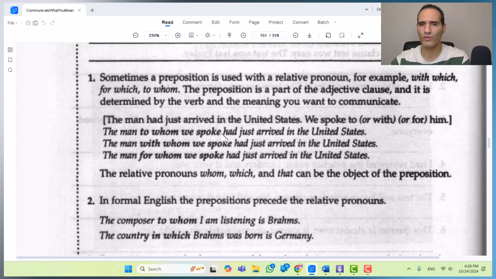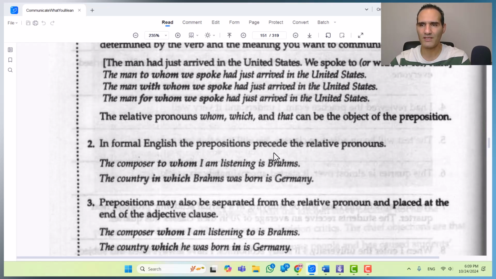The man whom we spoke to. Or the man to whom we spoke. The man whom we spoke with. The man with whom we spoke. Or the man whom we spoke for. The man for whom we spoke had just arrived in the United States. This is just a beginning of the unit, and I will explain that in details in the Word file.